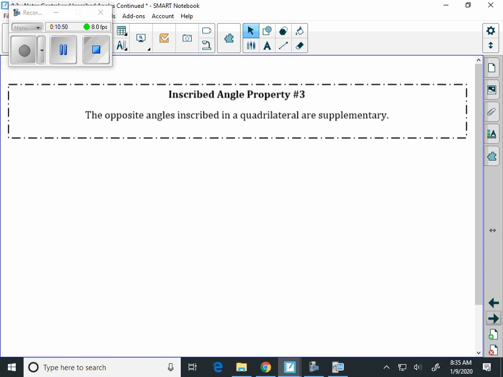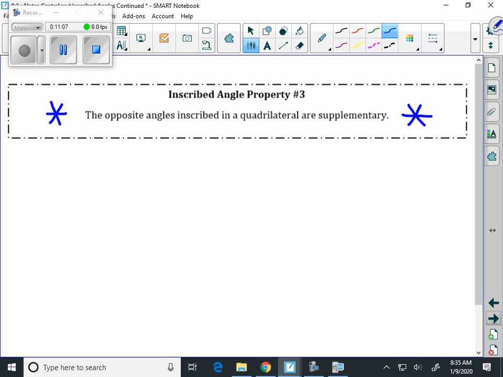Third property. The opposite angles inscribed in a quadrilateral are supplementary. Again, this is one that you might need to memorize. But hopefully with our practice, we at least can apply it enough that we can kind of remember without having to sit down and actually memorize. But opposite angles inscribed in a quadrilateral are supplementary.